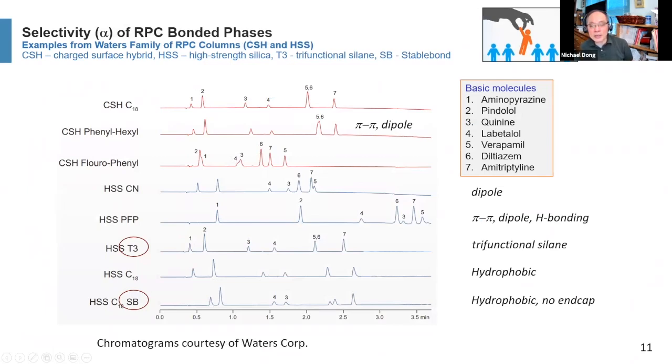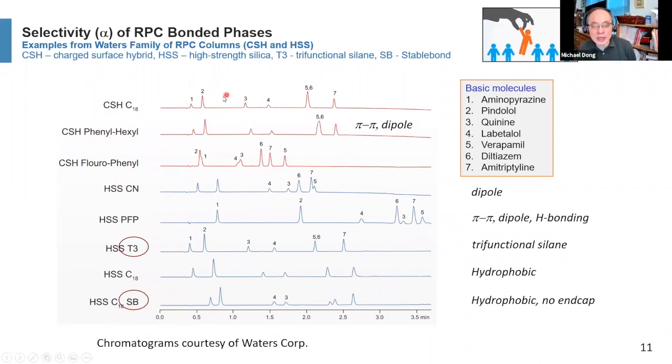Okay, so here in this chromatogram, I want to compare a family of Waters columns. They have all these kind of strange names. CSH stands for charge surface hybrid. We will cover that later. HSS stands for high strength silica. T3 stands for trifunctional silane, so by using T3, you can kind of decipher what it means. SB, I think, is stable bond, very similar chemistry as the Zorbax.